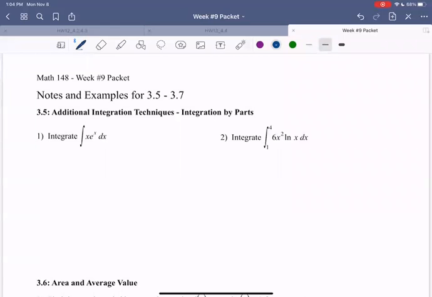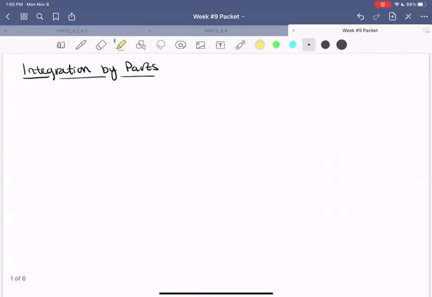Hello, everyone. In this video, we're going to be looking at some notes and examples for section 3.5. In section 3.5, we're going to be learning about an integration technique called integration by parts. So before going over these examples, I want to take a step back and look at where that formula for using integration by parts comes from.